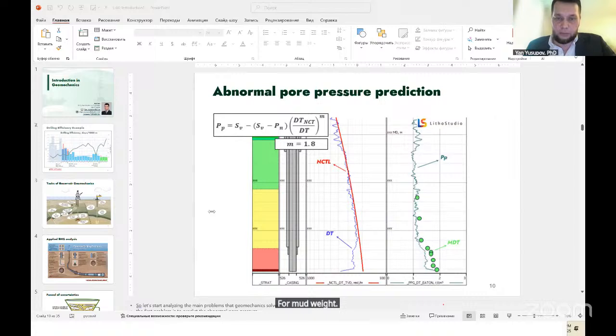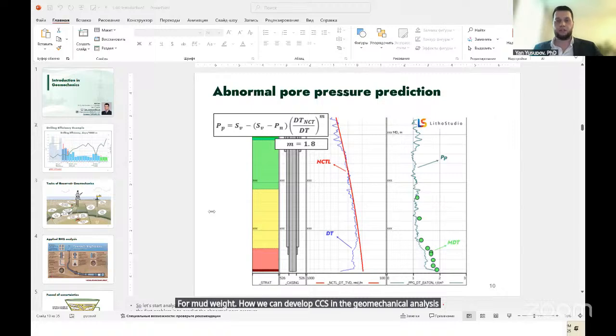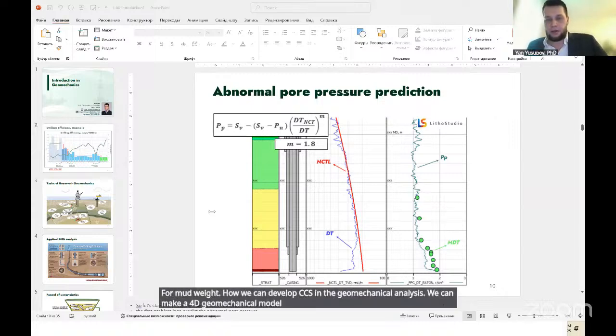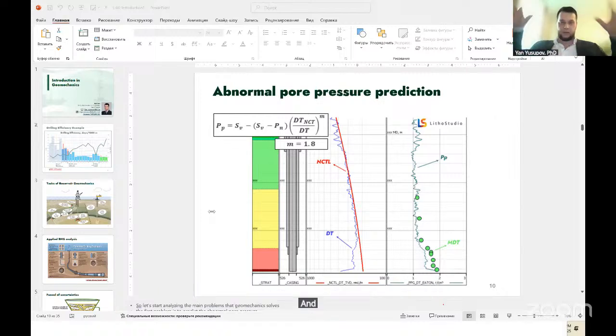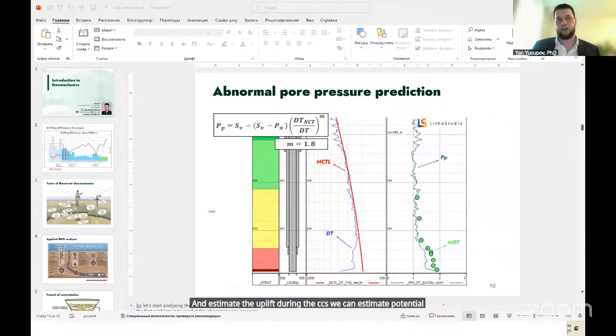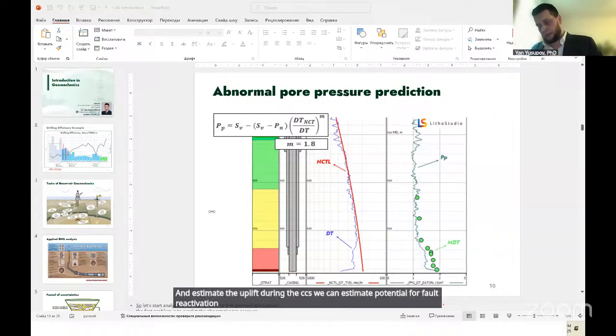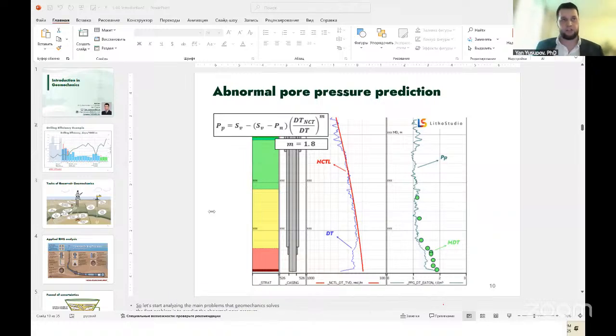How can we develop CCS in the geomechanical analysis? We can make a 4D geomechanical model and estimate the condition of CCS. For example, we can model the injection rate of CCS. We can model the strength and elastic properties of the seal and reservoir and estimate the uplift during the CCS. We can estimate the potential for fault reactivation, DFN reactivation, and other processes.